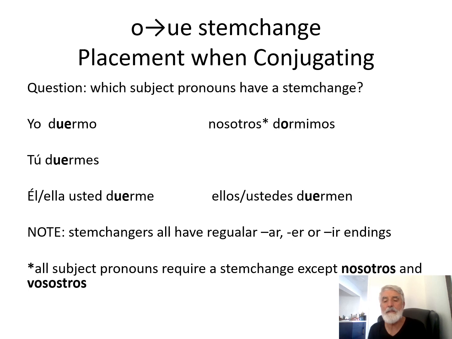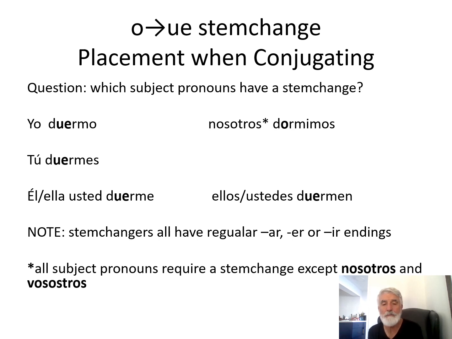What about tú? There's always a stem change in tú. So I don't use the original stem dorm, I use duerm, and I put on my ending for IR verbs in tú. Duermes, tú duermes. What about the ella usted form? Yes, there is a stem change. There's always a stem change in the ella usted form. Duerme.